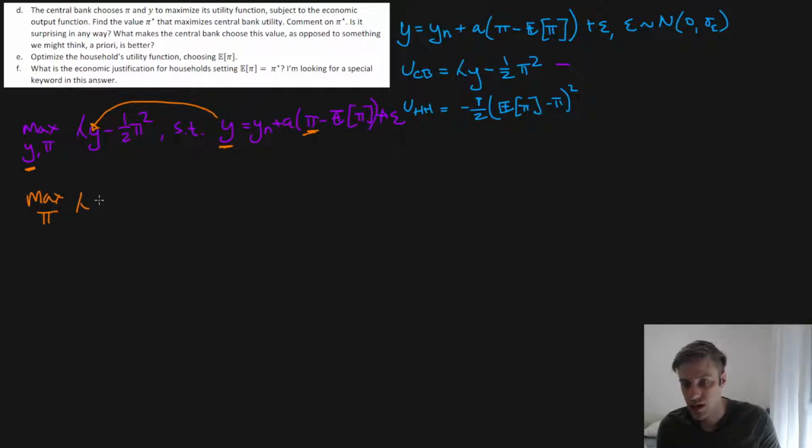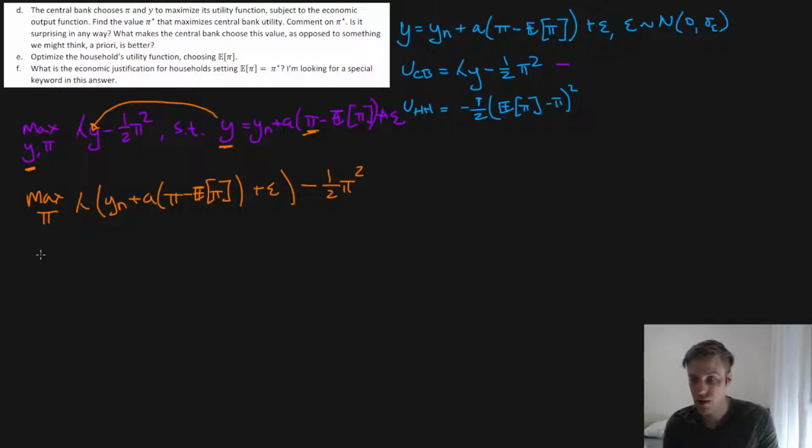So we get lambda times yn plus a pi minus expected pi plus epsilon minus 1/2 pi squared. And now there's no subject to anything. So we're done. We're ready to take a derivative. We don't even need to form a Lagrangian now because there's no constraint. We just directly take the derivative of UCB with respect to pi and set this to 0 to get a maximum.